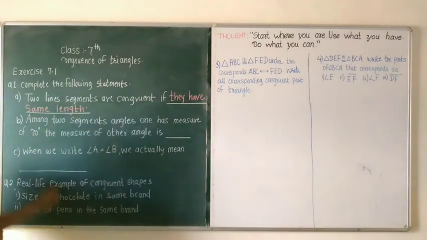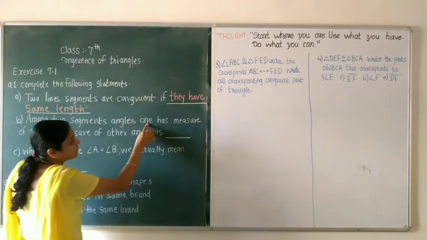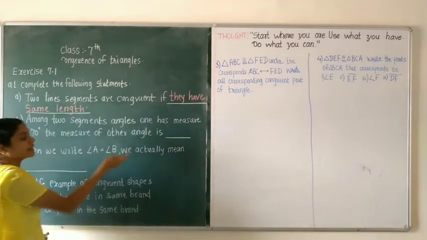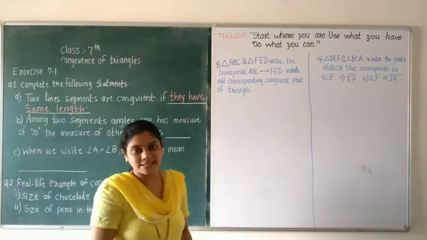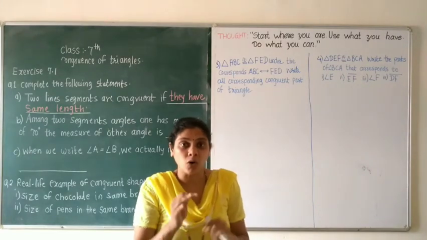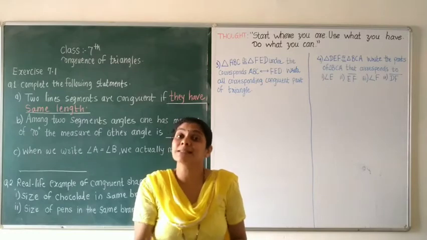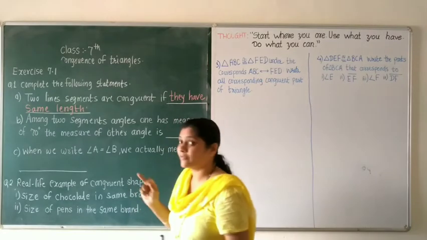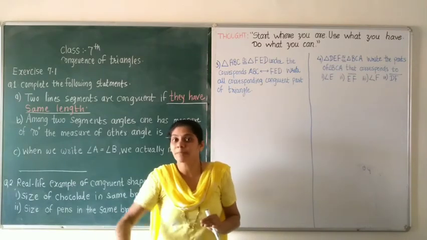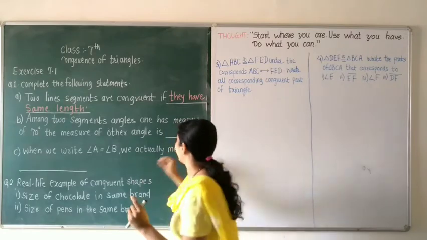The next one, among two angles, one has a measure of 70 degrees and the measure of the other angle is, already we have discussed that these given parts are congruent to each other when they are in the same size, that means when they have the same measurement. So if one angle measures 70 degrees, then the other angle also measures, very good, 70 degrees.